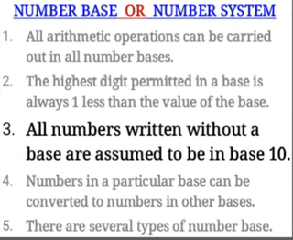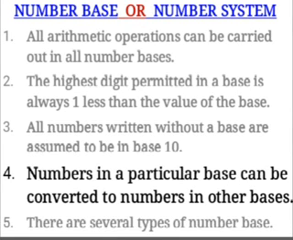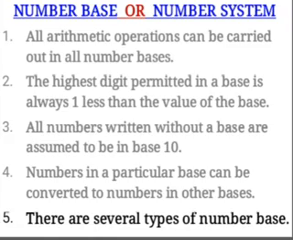3. All numbers written without a base are assumed to be in base 10. 4. Numbers in a particular base can be converted to numbers in other bases. And lastly, there are several types of number systems, some of which are included in the following list.